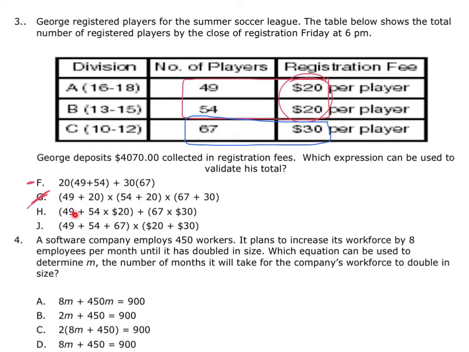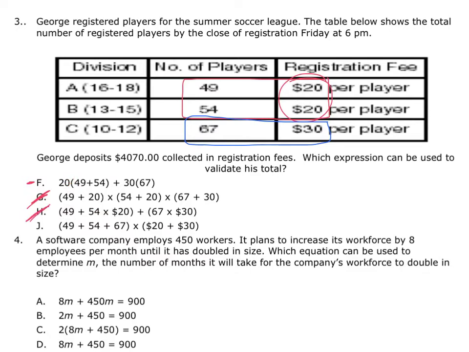This choice, they added it and then multiplied. Which you do add it and then multiply, but the order of operations in this instance would make you multiply this first and then add it. That's why you need those parentheses like we had in F. So I don't like H.